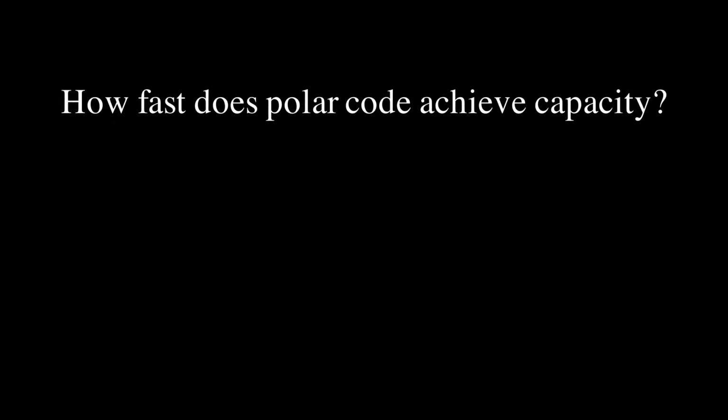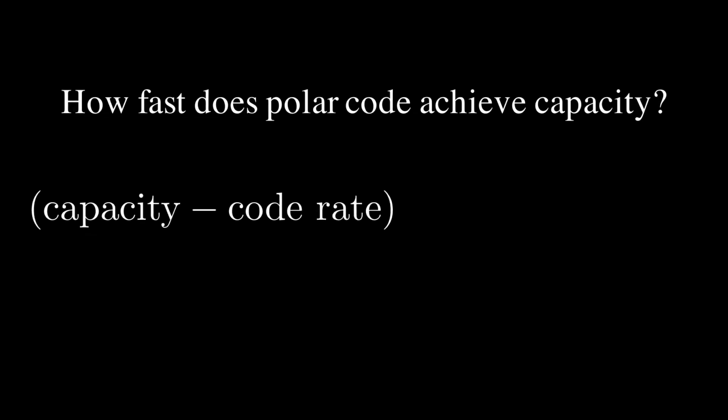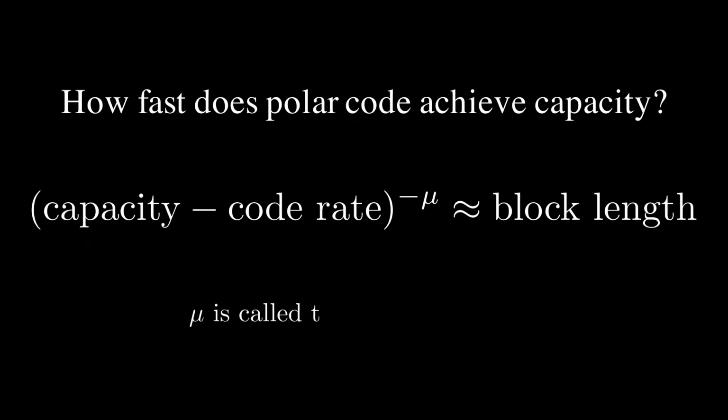This begs the following question. How fast does polar code achieve capacity? As it turns out, if you take the gap between capacity and code rate and raise it to the power of negative mu, where mu is a magic number, then the result will be approximately the block length.